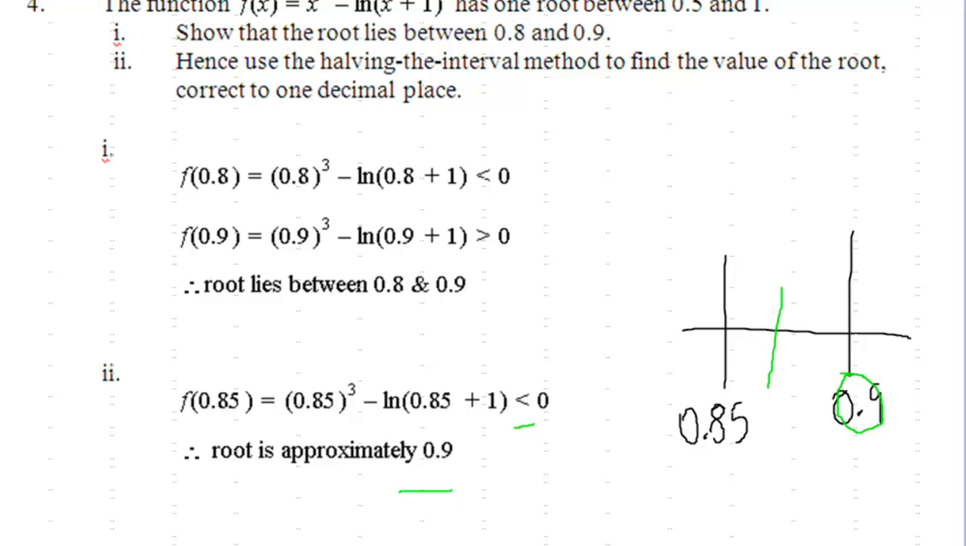So we can do this to any accuracy we like. If we wanted 2 decimal places accuracy, we could halve 0.85 and 0.9 and see which one it's closest to. So we can keep repeating, as I said, as a computer would do this very well. But that's how we do this method. Halving the interval. Keep halving our intervals as many times as we're told to, to get a decimal accuracy of whatever we need or we're told to find.